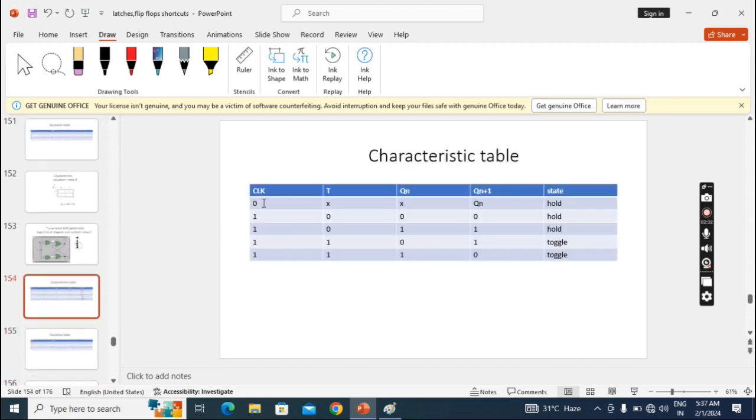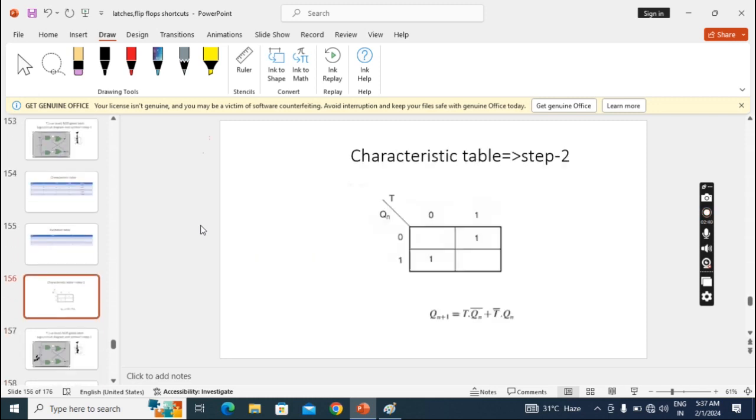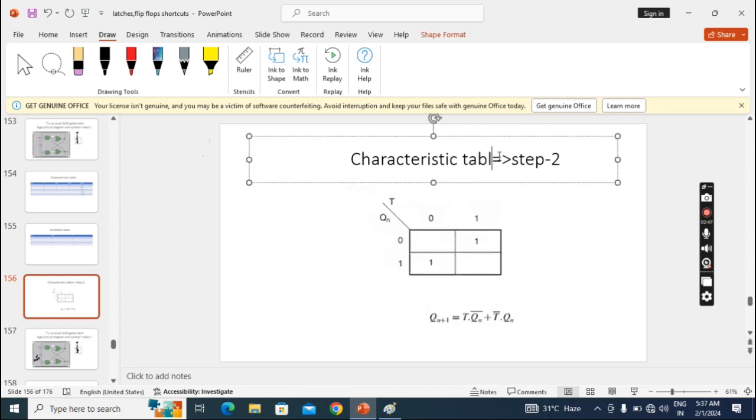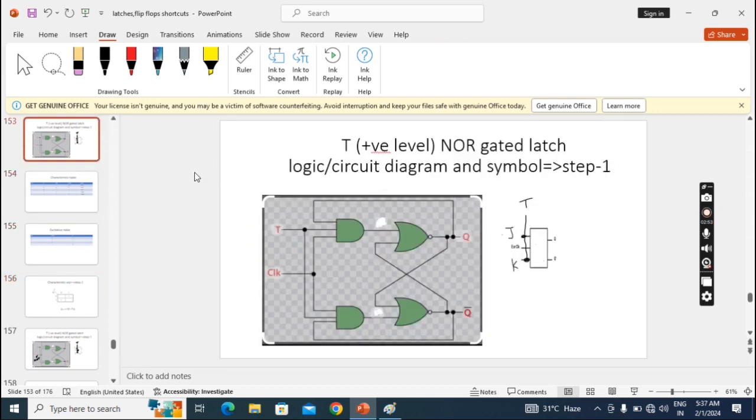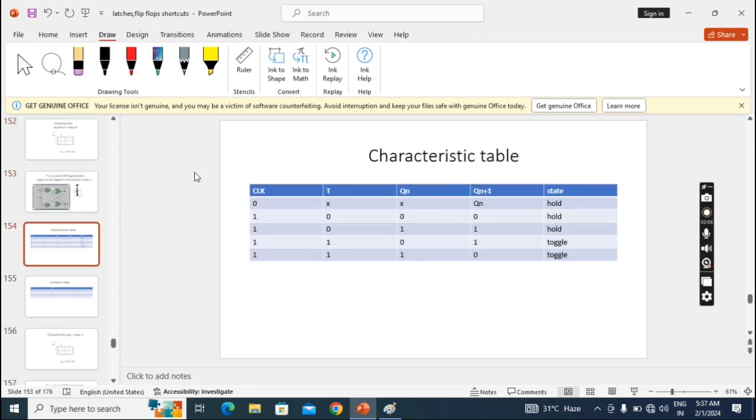Then here positive level means here 0 and these all are ones. Okay, remaining everything same. Excitation table, characteristic equation same. So this is characteristic equation, not table. Equation. Previously also what is their equation. Okay, right.